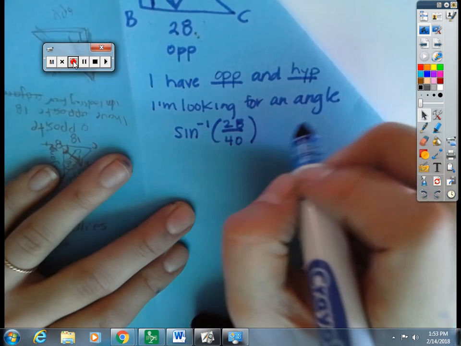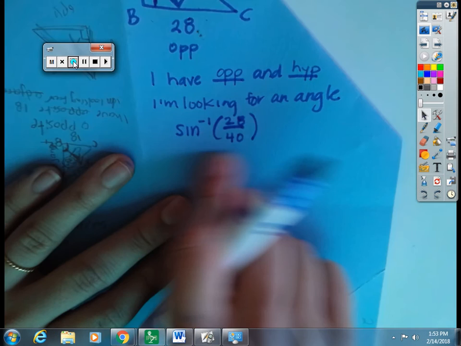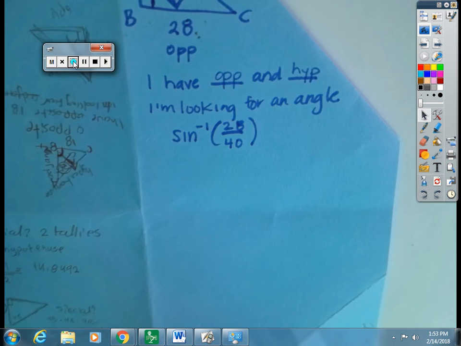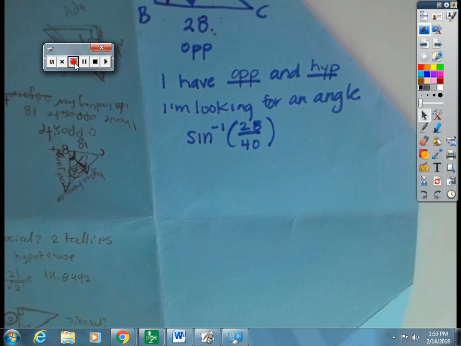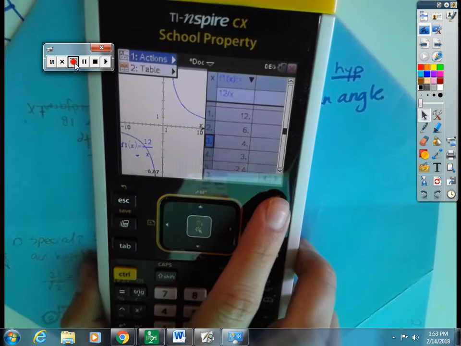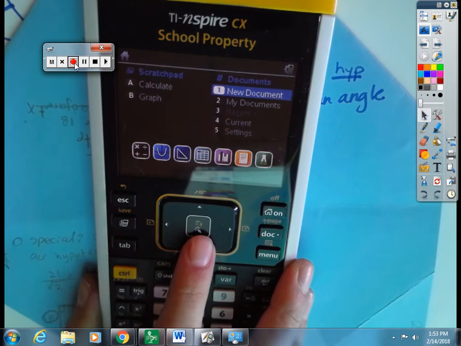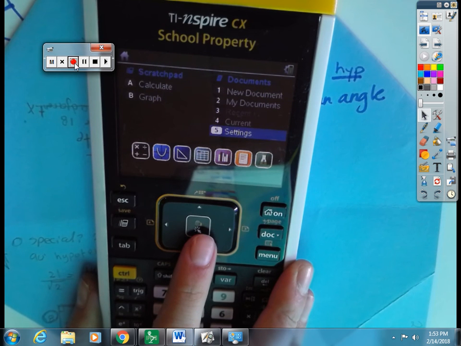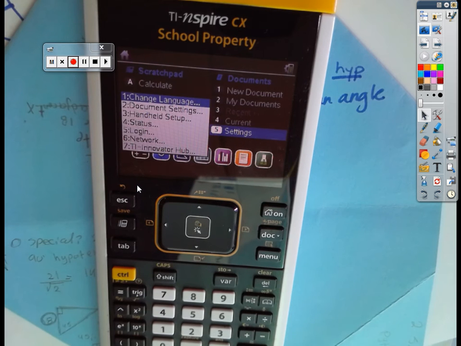At the end of the video, I'll explain what that one means if you're not sure. Alright, so you're going to put this in the calculator. Let me give you a chance to go get your calculator. You're going to go to a new document. The first thing we want to check is to make sure our calculator is in degrees. To check, you go to number 5, settings. One more time: number 5, settings. Then that's going to give you a new menu.